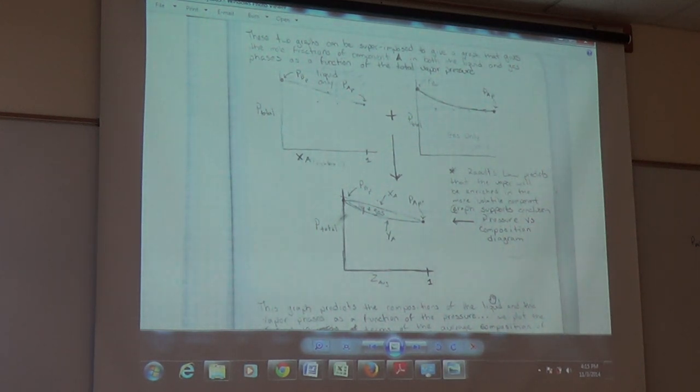This curve gives the mole fraction in the liquid. This curve gives the mole fraction in the vapor. Which component is the most present in the vapor? The one with the higher boiling point, or the higher vapor pressure, or the lower vapor pressure? Lower vapor pressure.